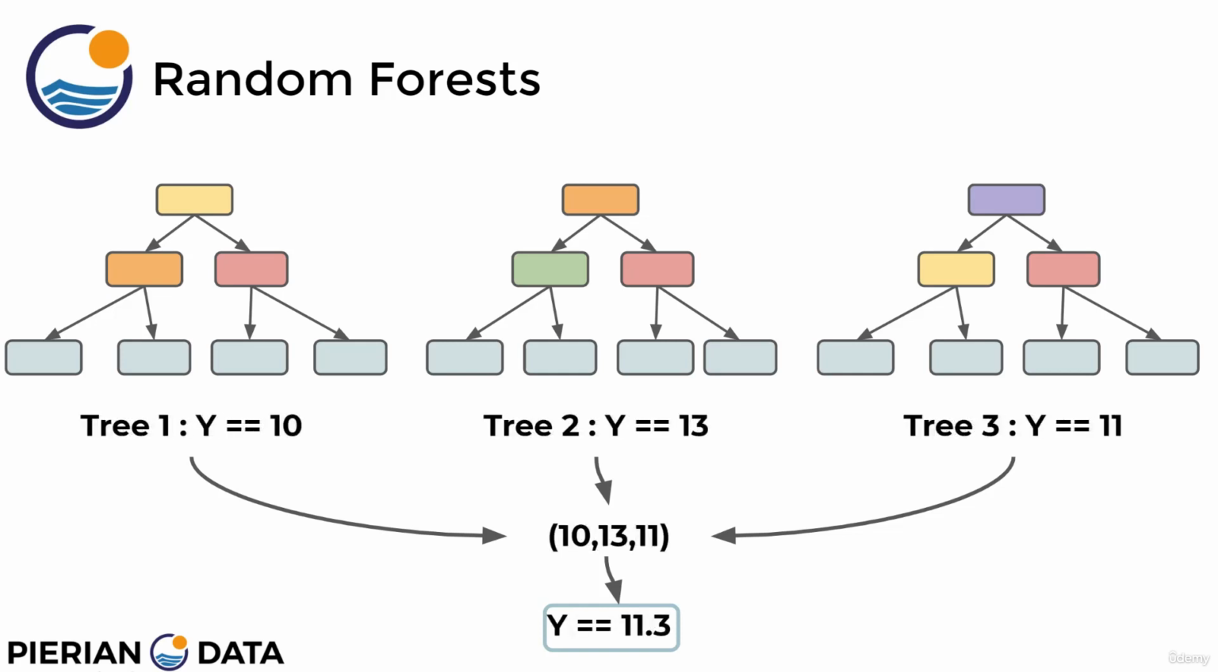Now when it comes to a continuous label, that is a regression task, random forests can also output those sort of continuous labels. In this case, instead of tallying up the votes, I will simply average out the predicted output of each of these models or each of these trees. So if I have tree 1 outputting y is equal to 10, tree 2 outputting y is equal to 13, and tree 3 outputting y is equal to 11, I will simply sum those up and divide them by the number of trees, which gives me an average value of 11.3, which is what I will say my random forest is predicting for this particular data point.